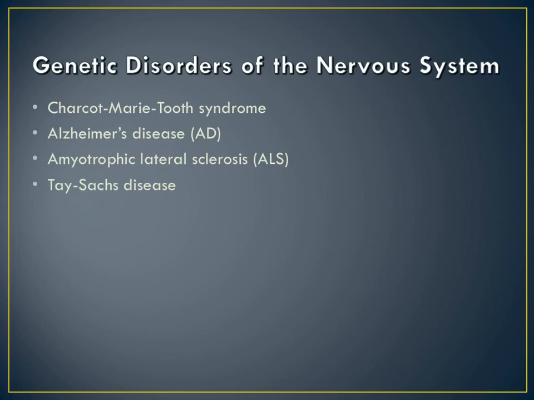Other neurological diseases that have a genetic tendency, when you guys get into peds, you'll learn about Tay-Sachs disease, but also ALS, and Alzheimer's tends to have a genetic component.